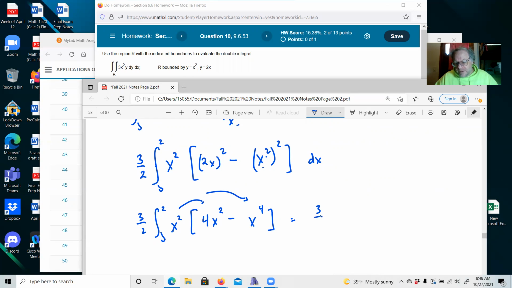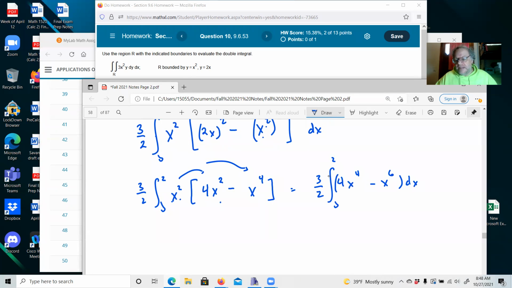Okay, so it's going to be 3/2 integral 0 to 2. This is going to be 4x, and when the bases are the same, we add the exponent. So that's going to be a 4, and a minus x to the 6th dx. Okay, now let's go ahead and integrate. So we have 3/2, 4x to the 5th over 5 minus x to the 7th over 7. Okay, and then we have to plug in from 0 to 2.